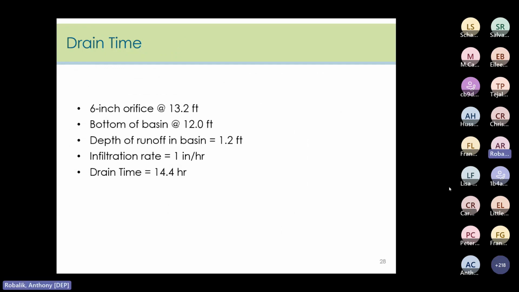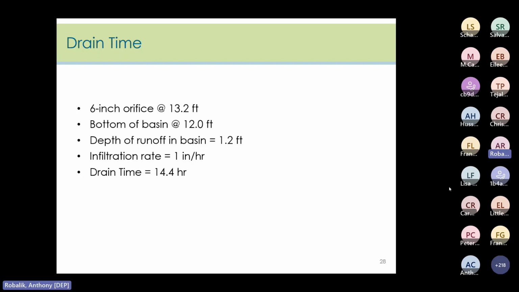So next thing to look at is the drain time. The basin has a 6-inch orifice at an elevation of 13.2 feet. The bottom of the basin, or rather the top of the sand layer, is at 12 feet. So ponding depth is going to be 1.2 feet. The infiltration rate, they conservatively just used 1 inch per hour. And the drain time would be 14.4 hours. So that's far less than the maximum of 72 hours.